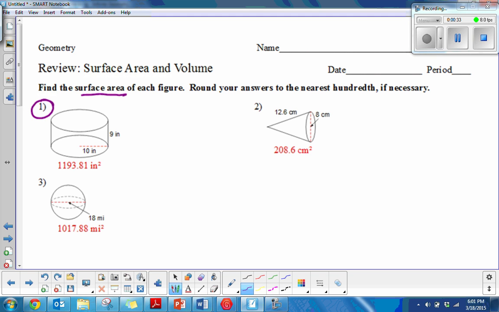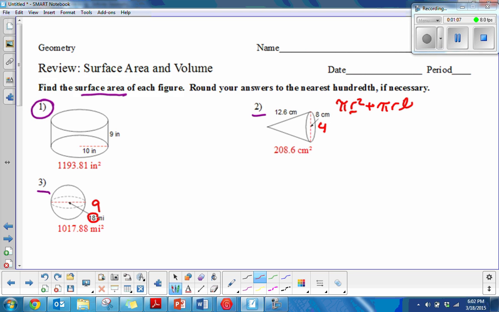I'm not going to go over these two with you because if you look at them and you look at your equations list, you legitimately have equations, and this one is pi r squared plus pi r l, that you can plug all these numbers into. The only thing you have to be aware of is that this r is not 8, it's 4, and the same thing with this right here. It's not going to be 18, it'll be 9. So as long as you can remember those two, you'll be good on those.